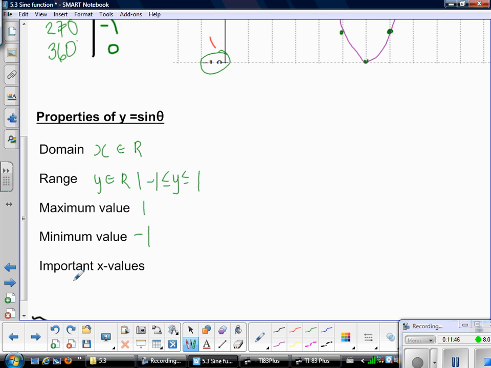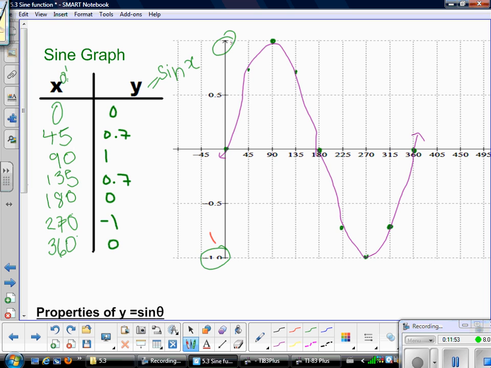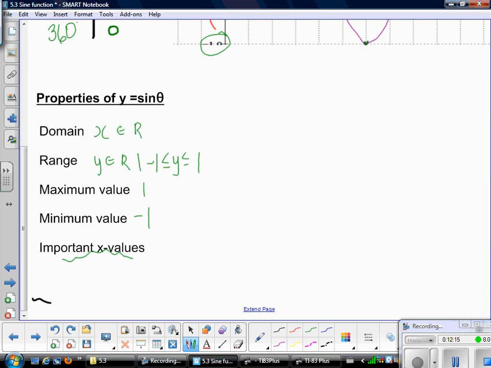And now what I'm talking about, the important x values, these are the values where important things happen. So for instance, the middle of the graph is considered important, the top of the graph, and the bottom of the graph. So you can see that it's happening at 0, 90, 180, 270, 360. That's where I'm either in the middle, highest, middle, lowest. So that's happening actually every 90 degrees.